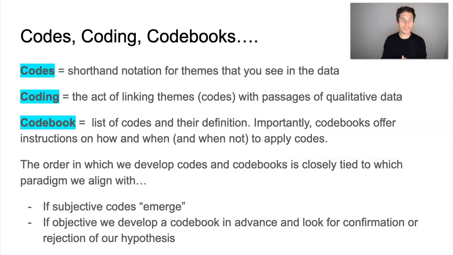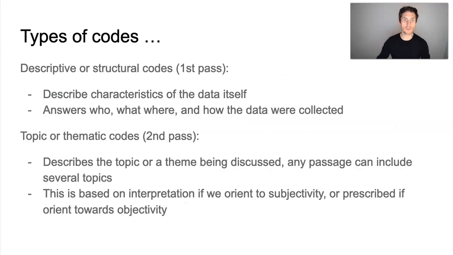All right, so we're going to talk about three types of codes. The first two are going to be descriptive and topic, and the last one is going to be analytic coding. We can think of descriptive or structural codes as being our first initiation into data, where we describe characteristics about maybe who the data represents. We're going to answer the basic who, what, when, where, how of the data that we've collected.